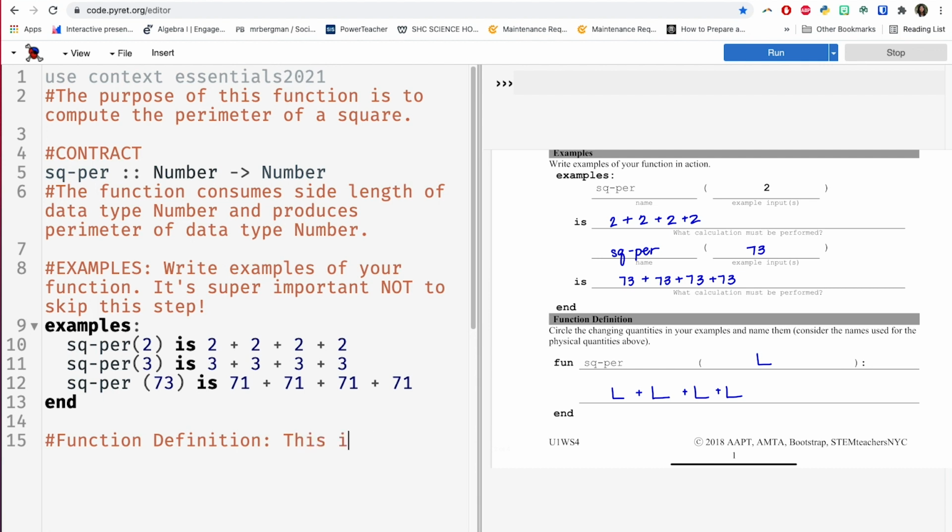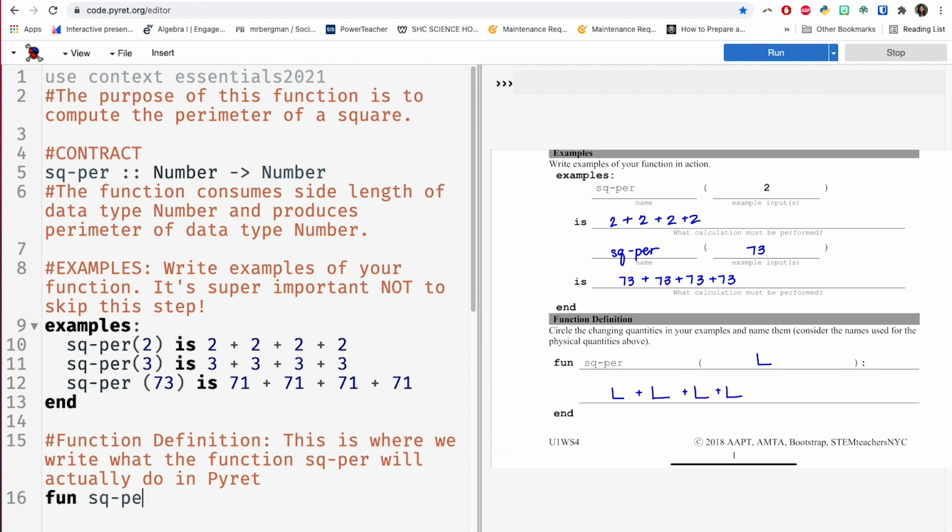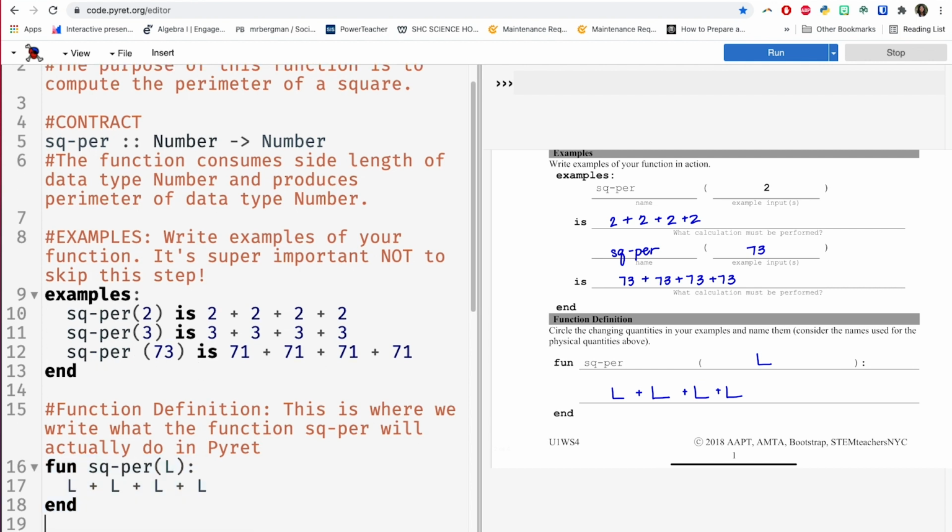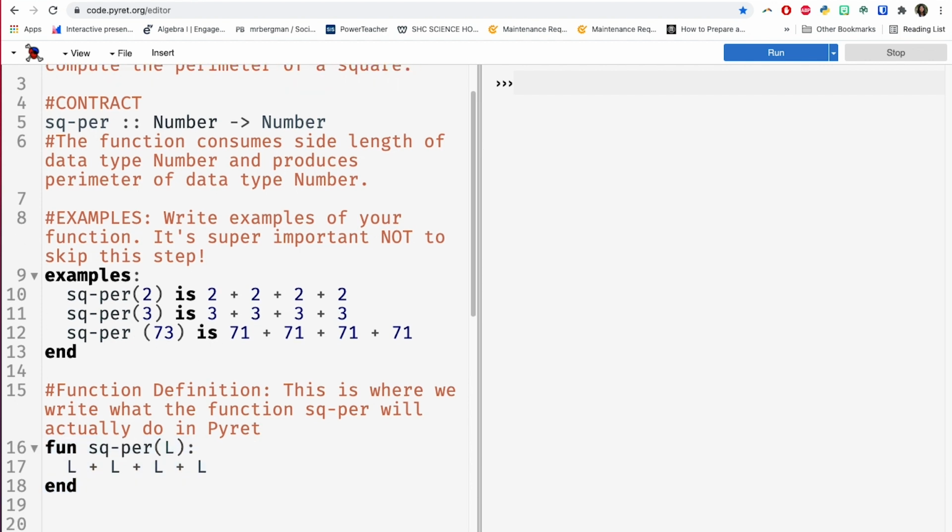Or if the right side and the left side don't match up to what we say the rule is going to be. Now the function definition, this is where we write what the function SQ per will actually do in Pyret. So we'll put fun, SQ hyphen per, and then L because that's our side length variable. And then same thing, we'll put L plus L plus L plus L. And we're going to put spaces before and after our signs.